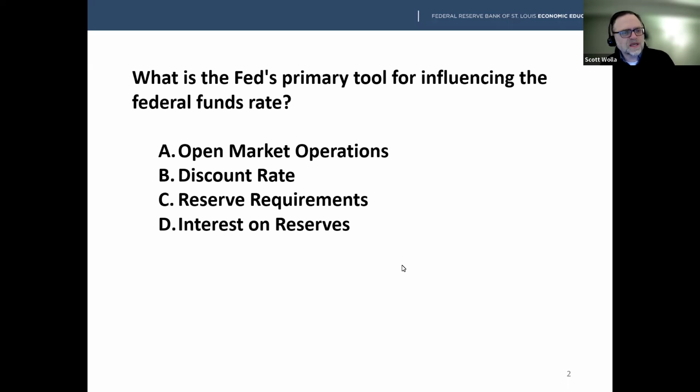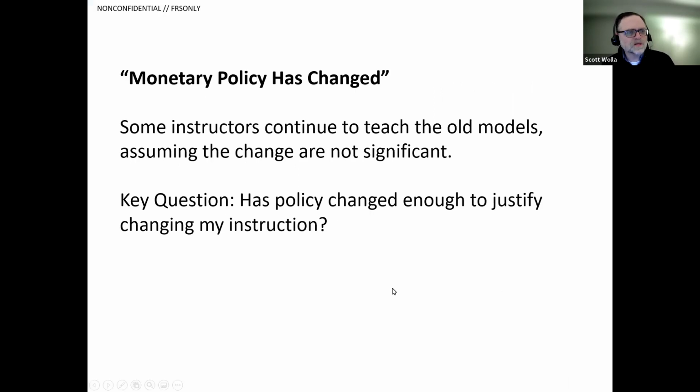So we're going to talk today about some of the changes that have happened since the Great Financial Crisis, how the Fed responded to the Great Financial Crisis, and how that really changed the way the Fed does monetary policy these days. So monetary policy has changed. Some instructors continue to teach the old models, assuming that the changes are not significant.